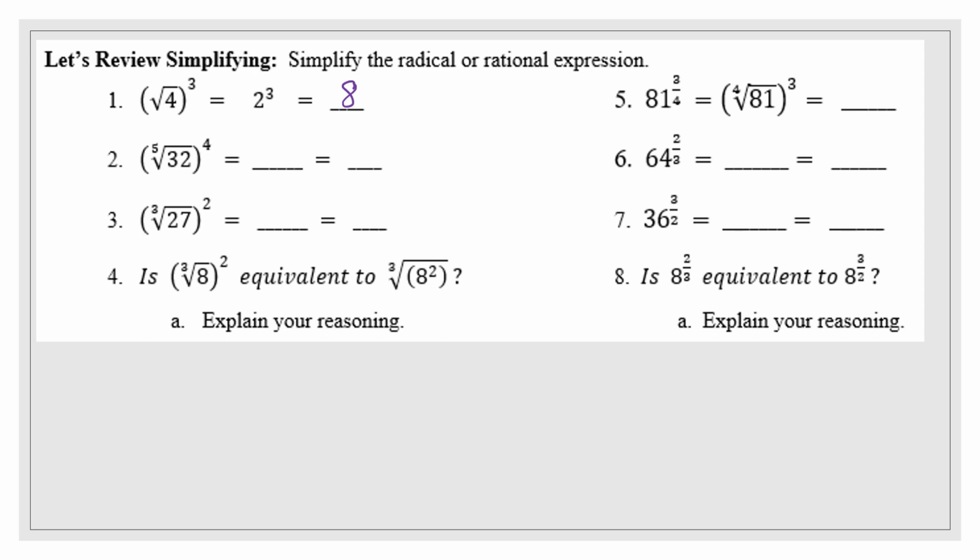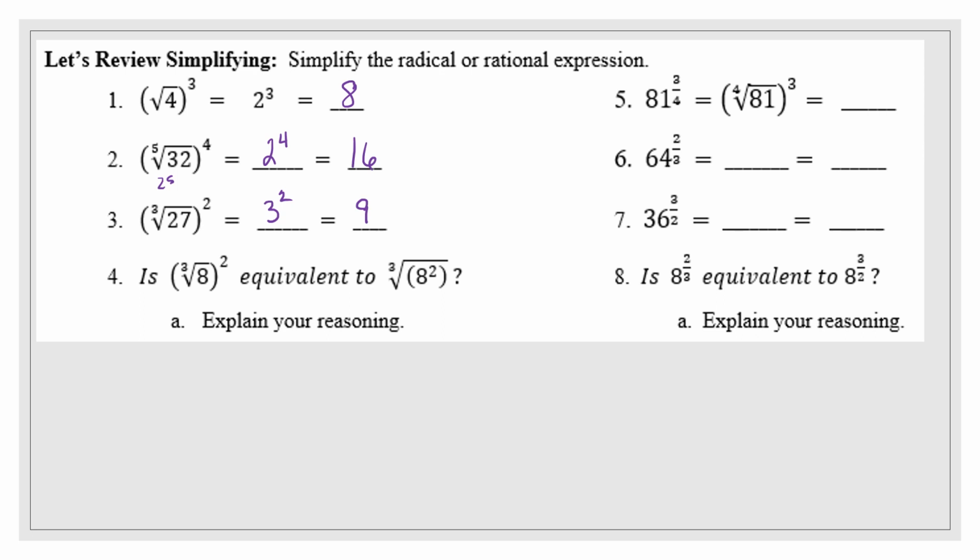Example 2, the fifth root of 32 raised to the 4th power. I'm going to take the fifth root of 32 because 2 to the 5th power would give me 32, so 2 is its fifth root. So that would return 2 to the 4th, and 2 to the 4th power would just be 16. Our third example, the cubed root of 27 squared. So that can be the cubed root of 27, which is 3, and 3 squared equals 9.